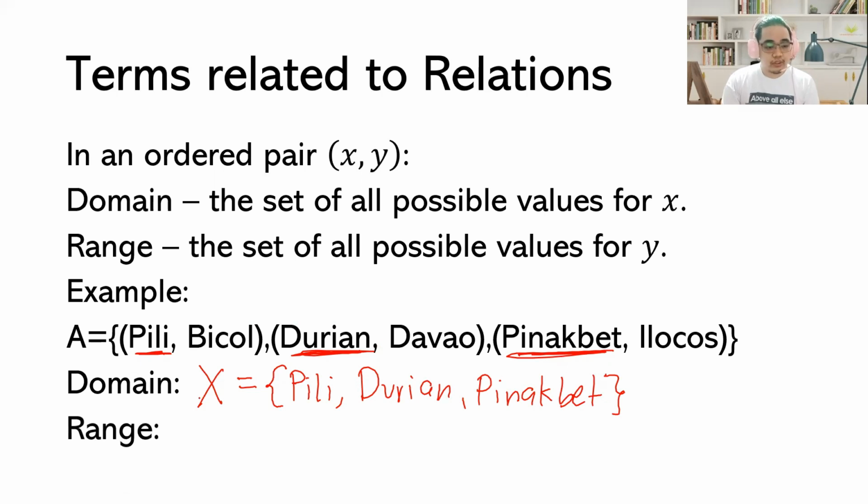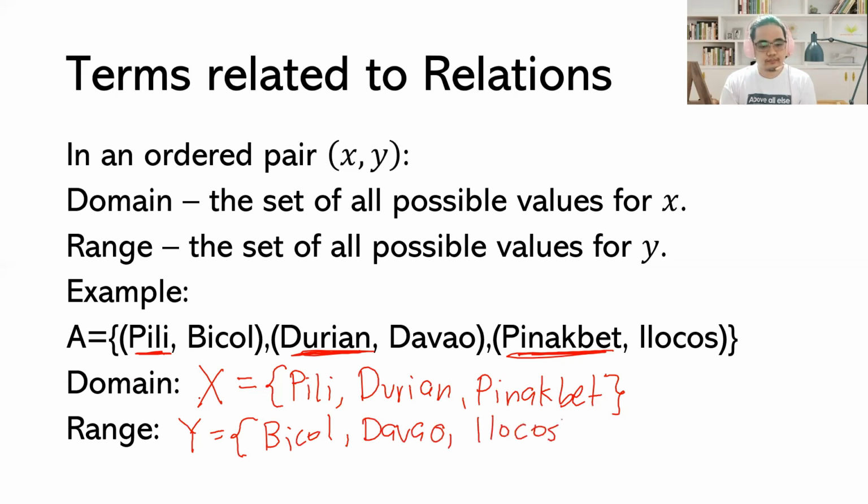Then for the range, we can also write it as a set. Let's say we have set Y, and then we write all the second elements. So we have Bicol, Davao, and Ilocos. That will be the range of the given set of ordered pairs.